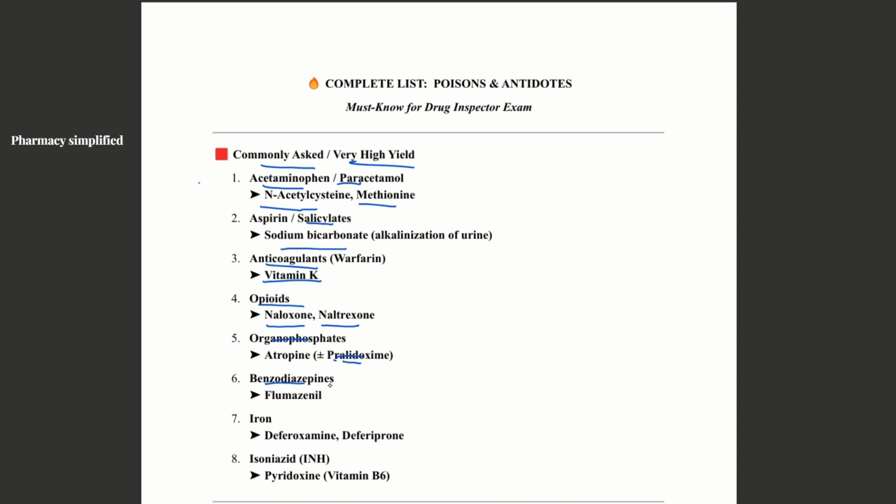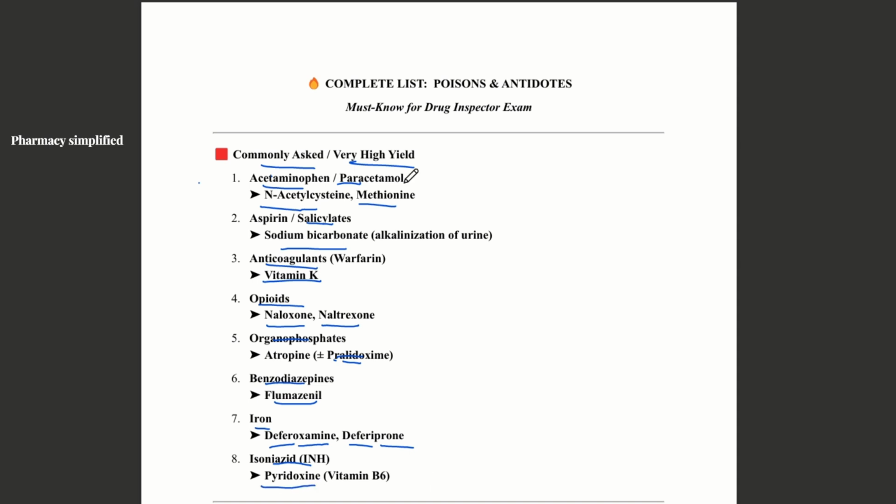Next is benzodiazepine. For benzodiazepine poisoning, we use flumazenil as an antidote. Then next, iron. Iron poisoning mainly causes severe GI and metabolic toxicities. For this, we use deferoxamine and deferiprone as an antidote. The next is isoniazid. Isoniazid mainly causes seizures in poisoning. For this, we use pyridoxine, that is vitamin B6, as an antidote.